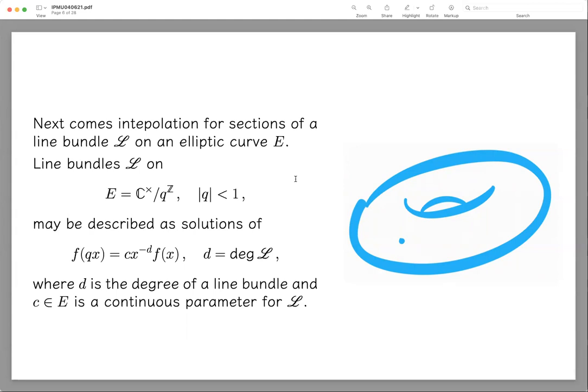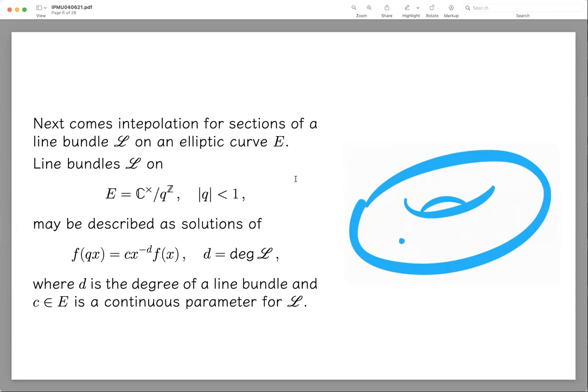That's going to give you such a thing will have d zeros on the elliptic curve, so it'll be a section of a line bundle of degree d. And what you notice here is that this thing has a parameter, namely c, and that c is naturally taken on the elliptic curve itself, or maybe the dual curve if you pay attention.